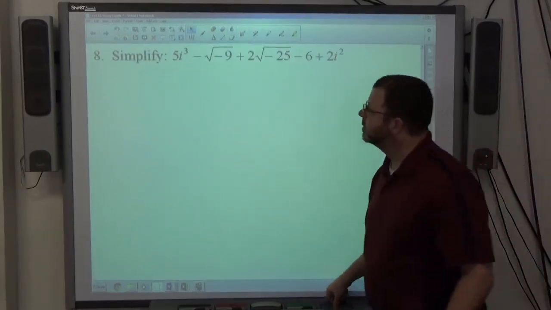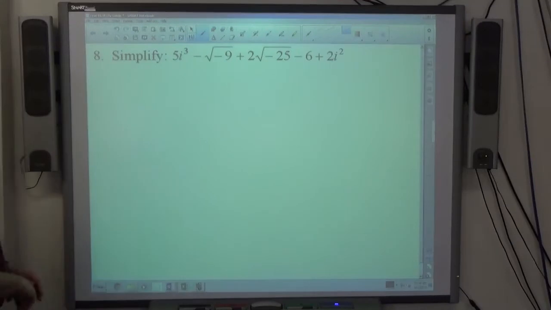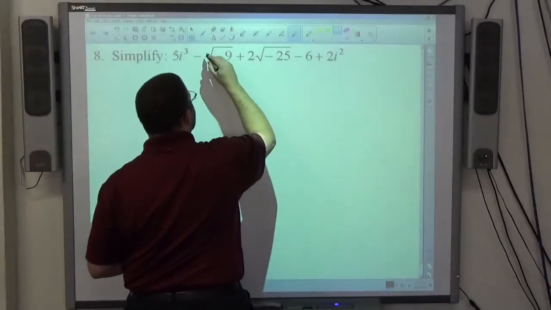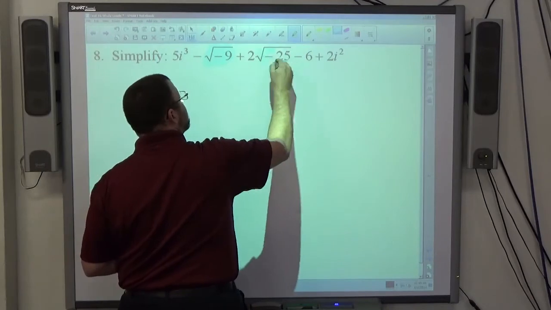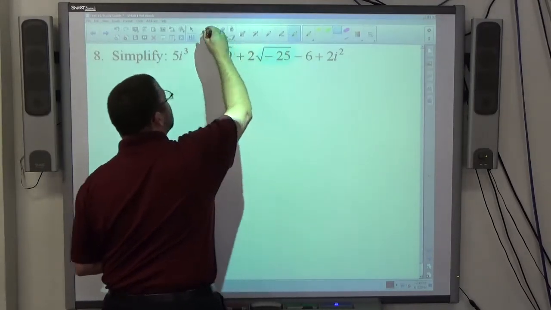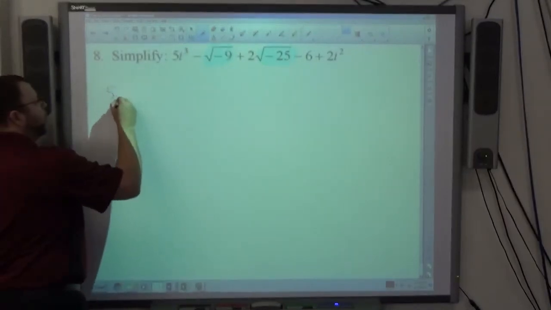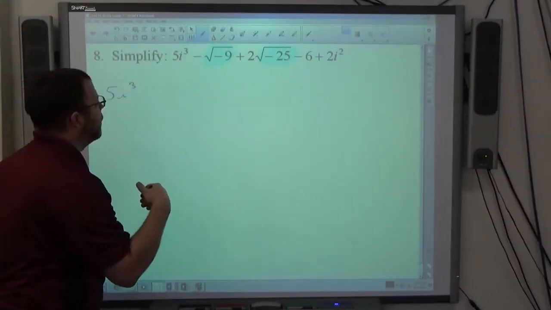Number 8. Simplify 5i cubed minus the square root of negative 9 plus 2 times the square root of negative 25 minus 6 plus 2i squared. The first priority on these problems, as I mentioned in class, is radicals with negatives in them, or even radicals in general. Deal with those before you start dealing with the i's to power. So 5i cubed is perfectly fine the way it is for right now. We'll worry about that in a minute.